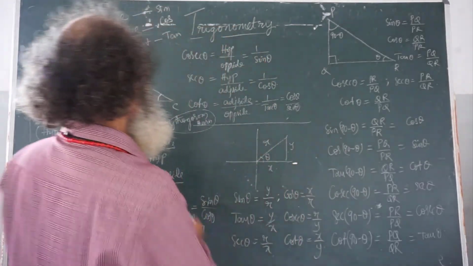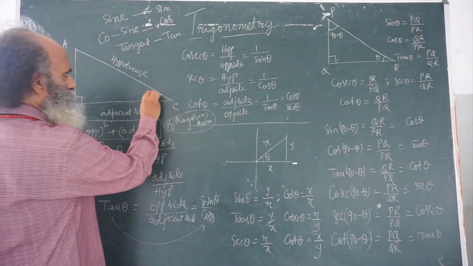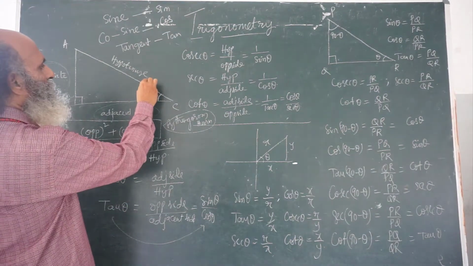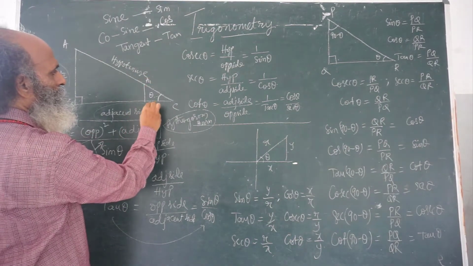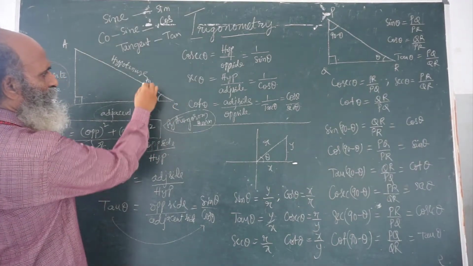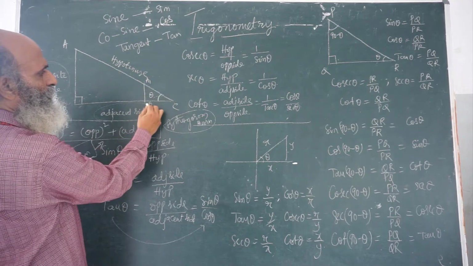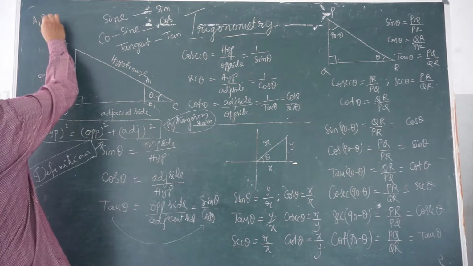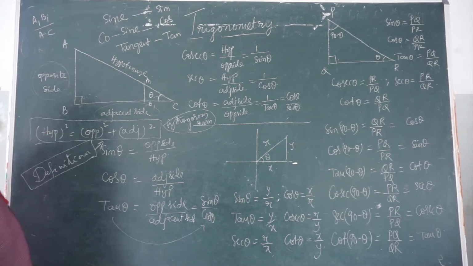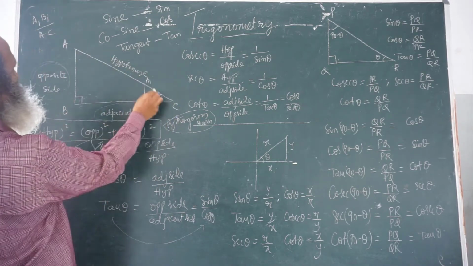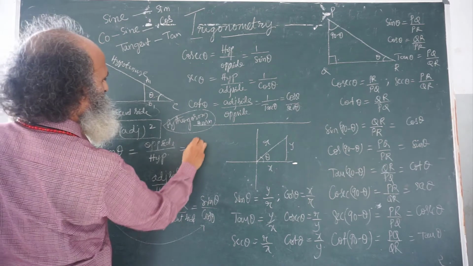I will show you. This is theta. Suppose I drop a perpendicular here and I will call it A1, B1. Now A1, B1, C is a triangle. Theta is the same. So sin theta is A1, B1 by AC. But sin theta actually in this triangle, what is sin theta? AB by AC.